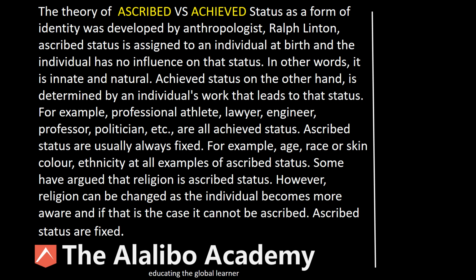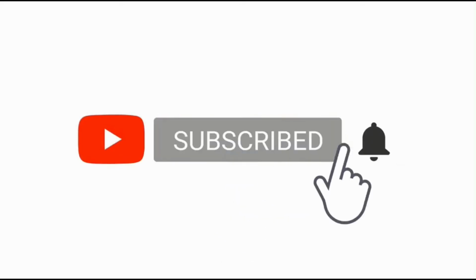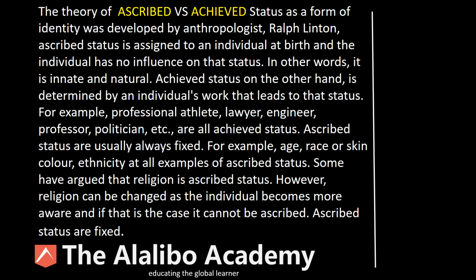In this video, we're looking at the theory of ascribed versus achieved status as a form of identity. This was developed by a very famous anthropologist, Ralph Linton. Ralph Linton is saying that every individual has ascribed and achieved status as a form of identity. Now, the question is, what is ascribed and what is achieved? All right, so let's take a look at this closely.